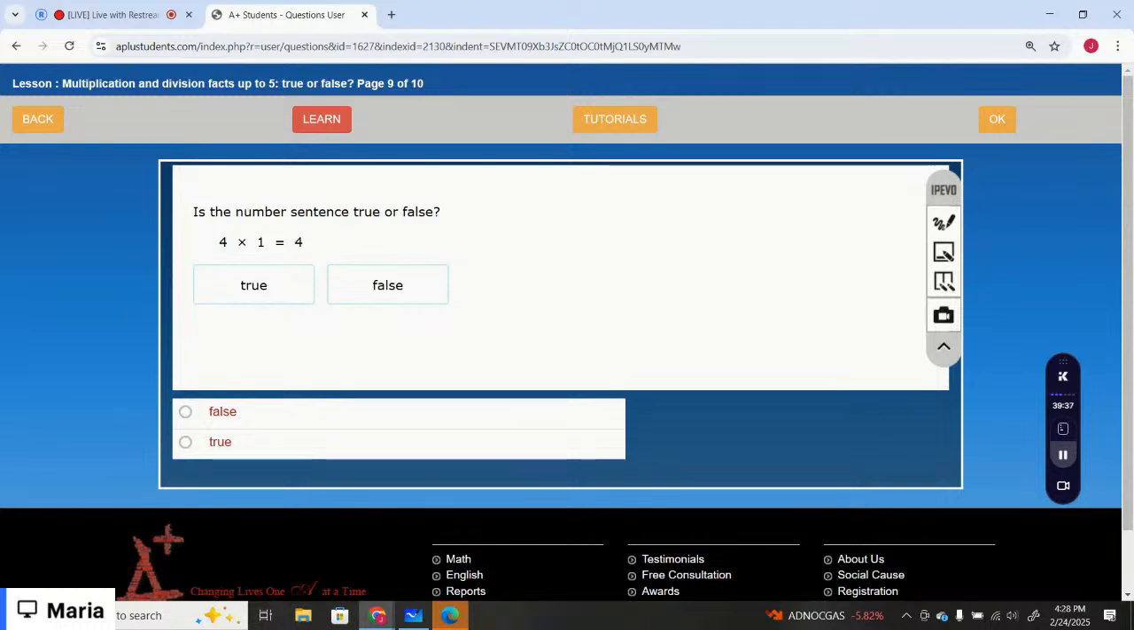Is the number sentence true or false? 4 times 1 equals 4. True it is. 4 times 1 is 4.